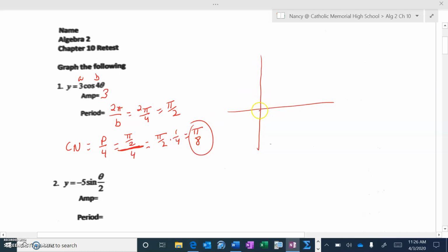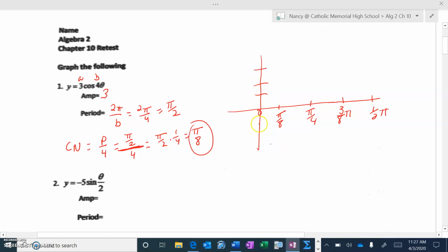So I'm going to start at 0. Then I'm going to go to pi over 8, and 1/8 plus 1/8 is 2/8, which is pi over 4. 2/8 plus 1/8 is 3/8, and 3/8 plus 1/8 is 4/8, which is pi over 2. And you could do that on your calculator.